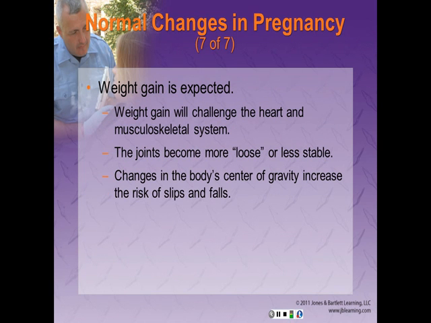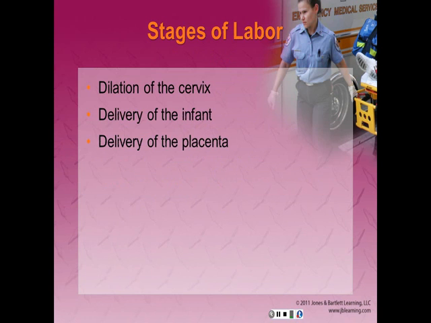Weight gain is expected in pregnant patients. The increase in body weight will eventually challenge the heart and musculoskeletal system. The increased hormones affect the musculoskeletal system by making the joints more loose or less stable, and in the third trimester, changes in the body's center of gravity increase the risk of slips and falls.